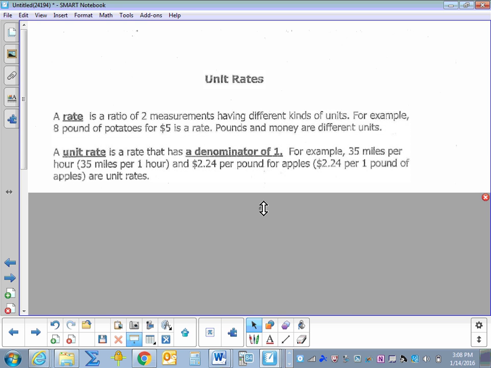A unit rate is a rate that has a denominator of 1. For example, 35 miles per hour, 35 miles per 1 hour, and $2.24 per pound for apples, or $2.24 per 1 pound of apples are unit rates. So a rate has different units, and a unit rate has a denominator of 1.